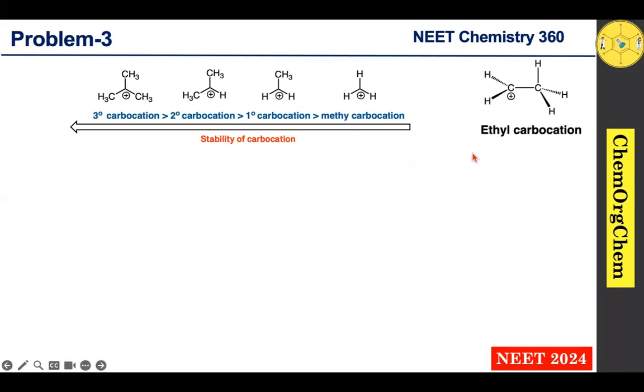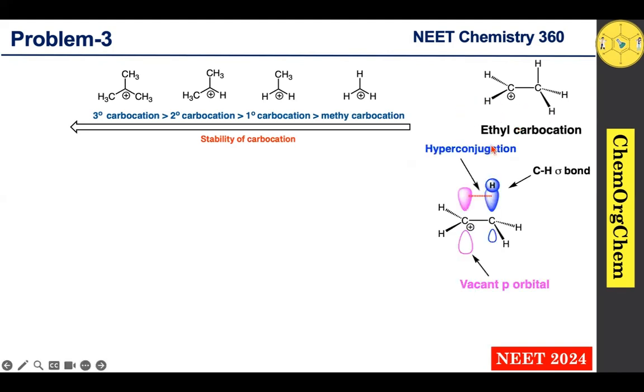So for that, just take this example. Here you see this one is an ethyl carbocation, so this one is a primary carbocation. Let's see how this ethyl carbocation is stabilized by hyperconjugation. We already know that this carbocation center has a vacant p orbital. Now you see this C-H bond. We know how it is formed: the carbon p orbital and hydrogen s orbital combine to form this C-H bond. So this C-H bond interacts with this vacant p orbital. This type of interaction is called hyperconjugation.